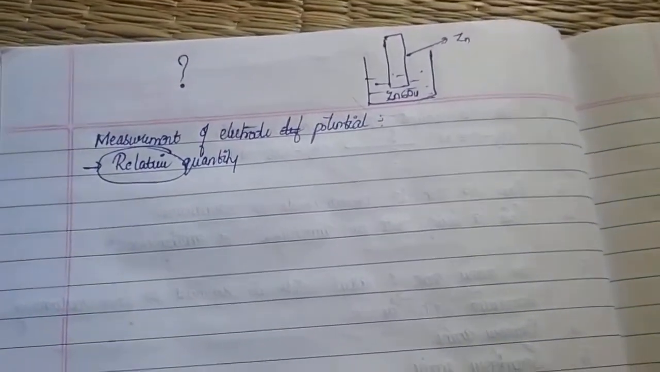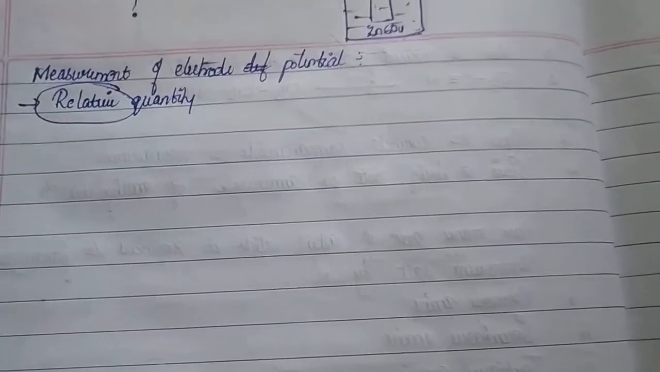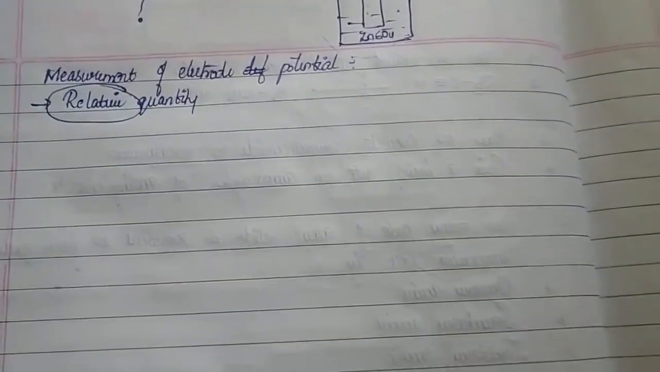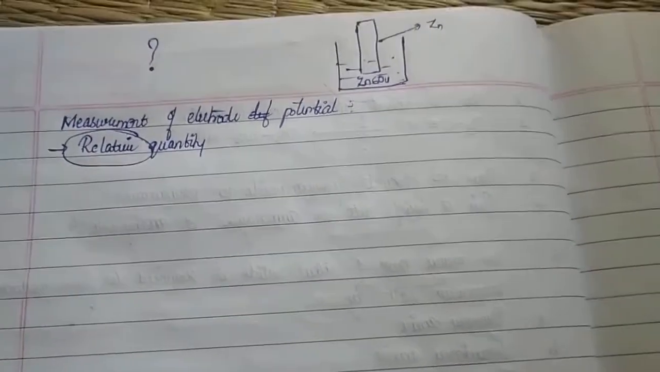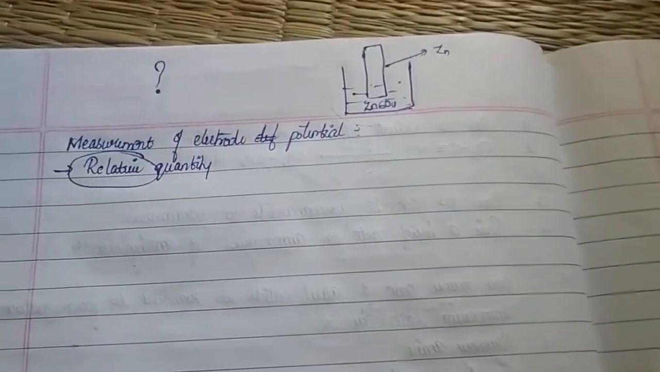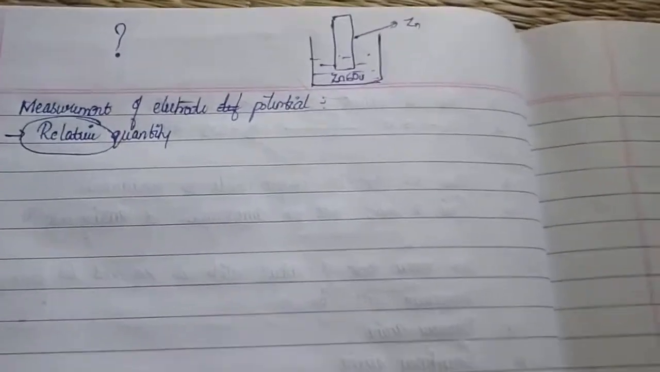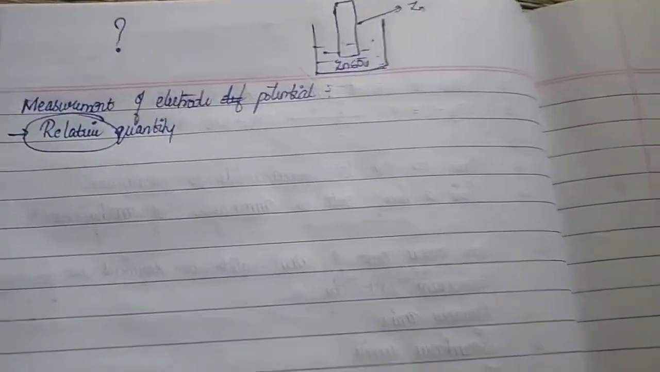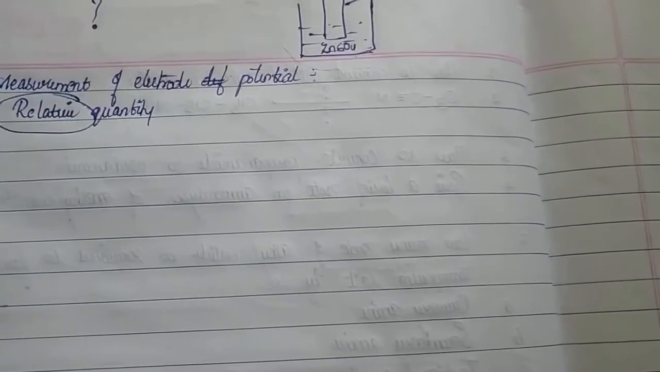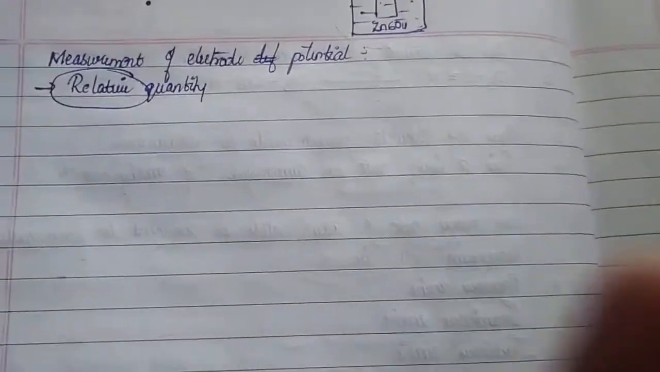What I am saying, electrode potential is not an absolute tendency. It is a relative tendency. That means if you want to calculate the value of an electrode potential, you have to measure it with respect to something else. You have to compare it with another electrode potential. Very much important, you have to remember this. But how will you measure it?